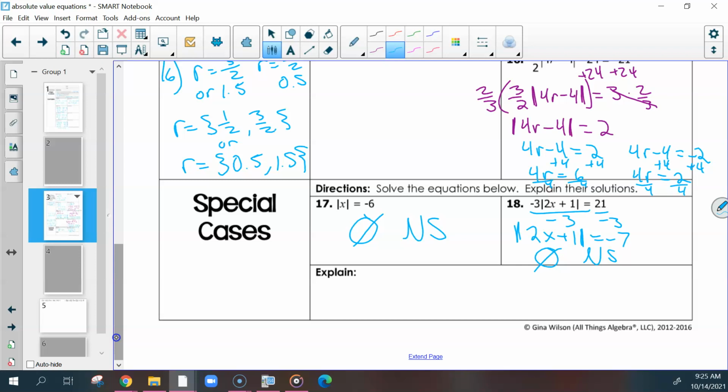That's why when we set it equal to the positive and negative, we don't have the absolute value signs there, so we can actually solve it. Because if the absolute value signs were still there, when we set it equal to the negative, we wouldn't be able to solve it.